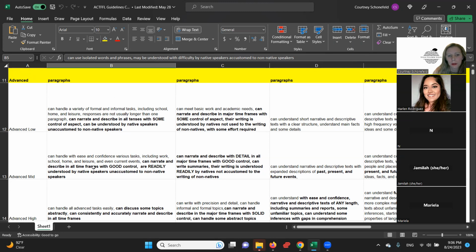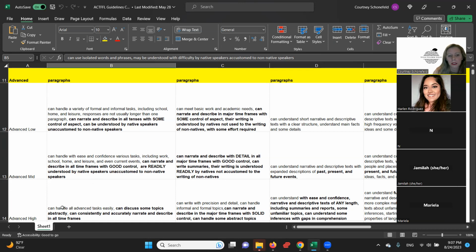They can narrate and describe in all timeframes with good control. And they can even talk about current events. So it's getting broader, the things they can talk about. So it goes from some control to good control. And notice here it says they're readily understood by native speakers unaccustomed to non-native speakers.